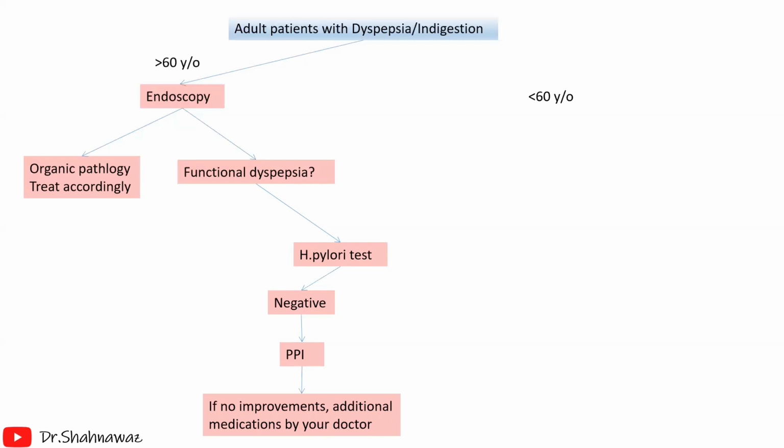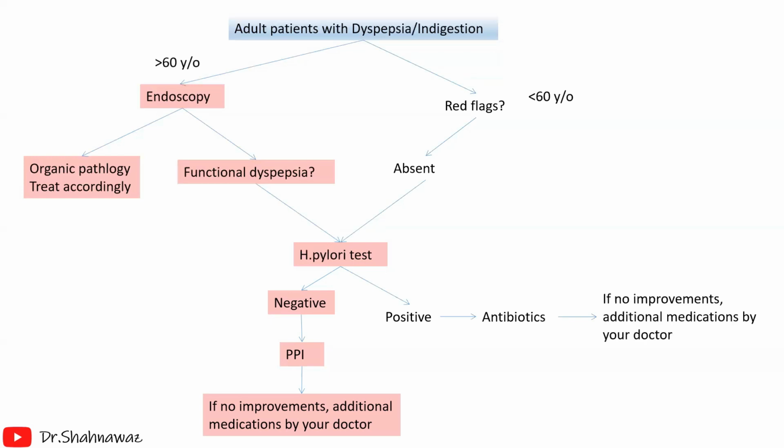If the age of the patient is less than 60, we assess the patient for red flags. If the patient has red flags, that patient needs endoscopy. If the red flags are absent, we again do the H. pylori test, and if the H. pylori test is negative, then we give the PPI and continue. If the H. pylori test is positive in those patients, with red flags absent and endoscopy normal, we give them antibiotics. If the patient is not showing any improvement on the antibiotics, we need additional medications.